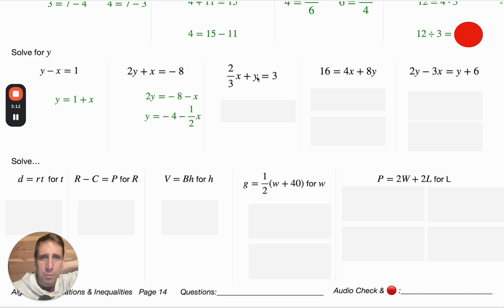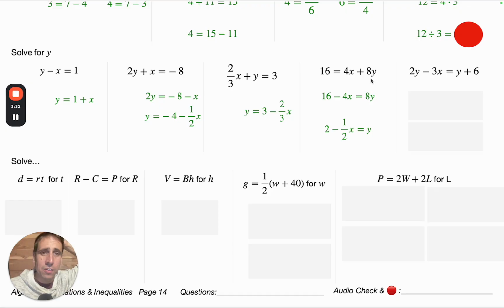Next problem, let's get y all by itself. All we really have to do is one step, subtract the 2/3 x from both sides, undoing the addition to get subtraction. Over here, we're going to solve for y, so let's undo the addition first. 16 minus 4x, and then I'm going to divide all the terms on both sides by 8. If I do that, I get 2. 16 divided by 8 is 2. 4 divided by 8 is 1/2. 8y divided by 8 is y. And so there it is.